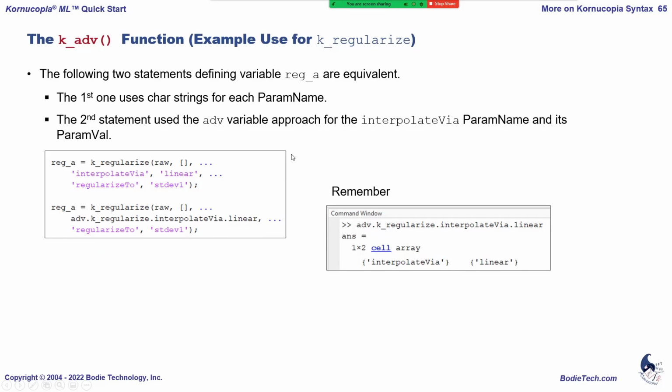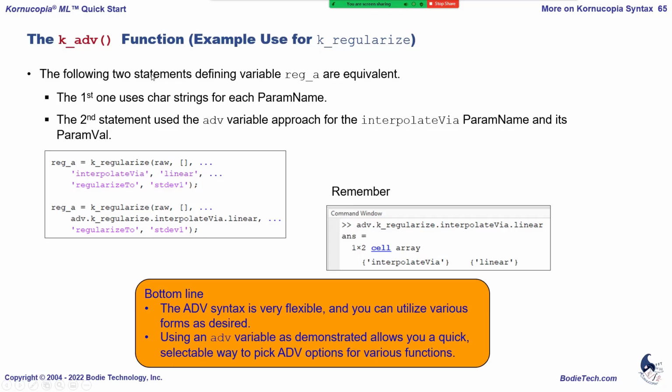So what you will find is you'll find various examples that will use this kind of approach sometimes, and sometimes this kind of approach, or mix and match. It's just multiple options for you to be able to control putting advanced arguments into your functions. The syntax is very, very flexible, and you can utilize a variety of forms. And I find, and other people who use Kornucopia, once they learn about this, find this as a quick, easy way to get at what are advanced options for all the different functions that are in the toolbox.